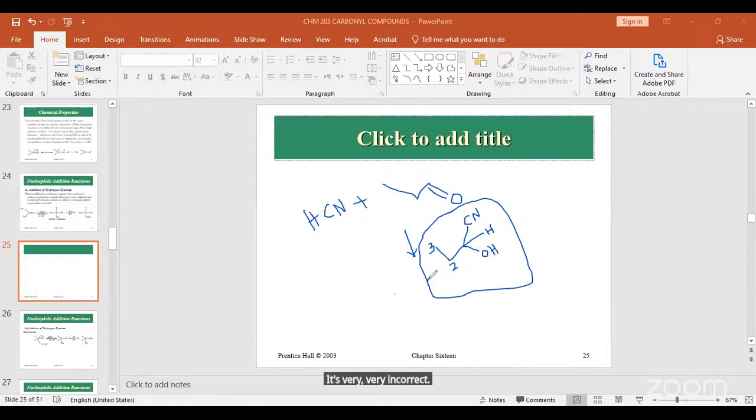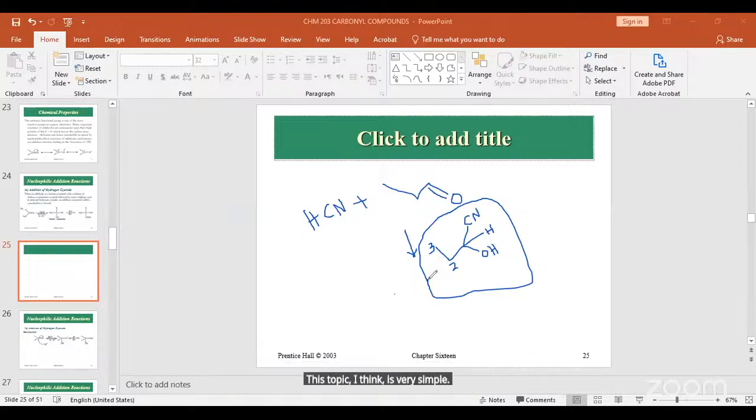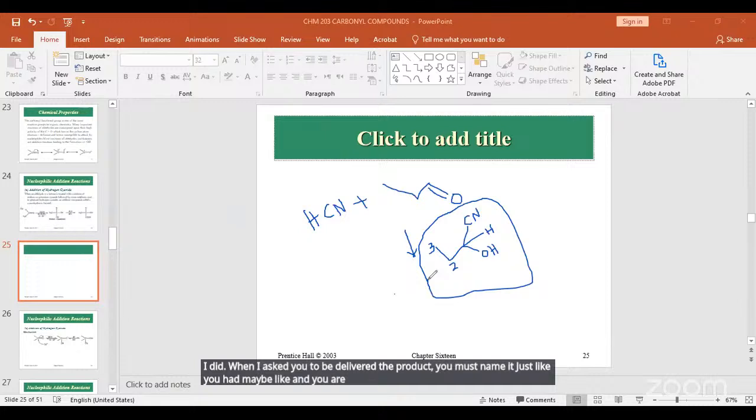So invariably, what I'm trying to do with this class is that I don't want you to get to the exam and say you didn't teach us this topic, as if it's very simple. Get to the exam without bringing things I never mentioned in class. The idea is the general name: when you are asked to give the name of the product, you must name it just like you are naming any other organic compound.